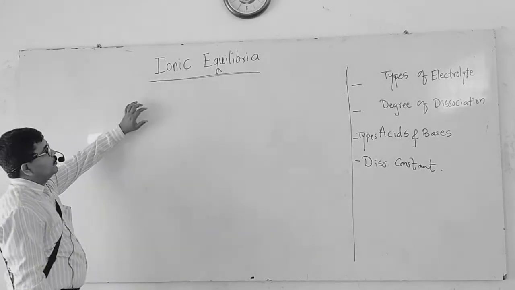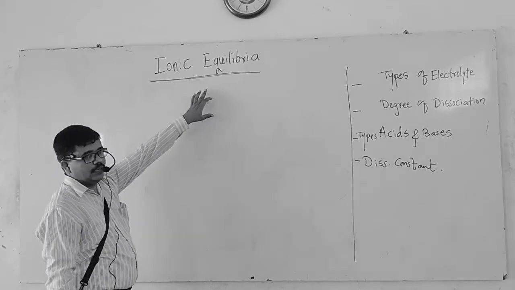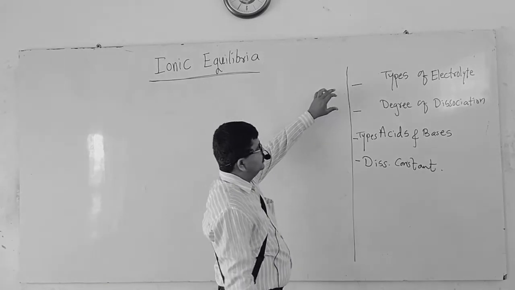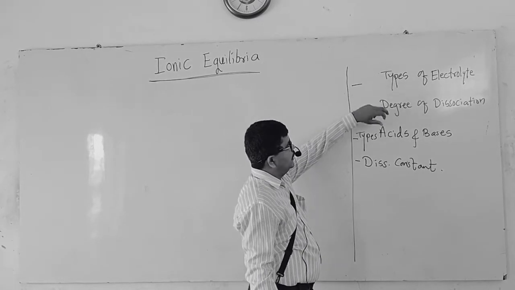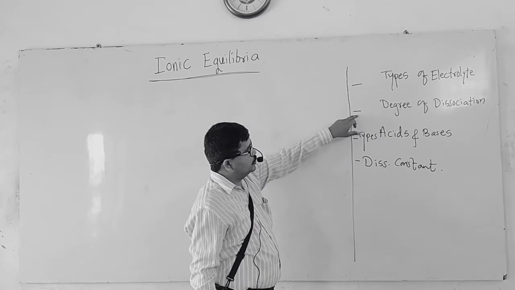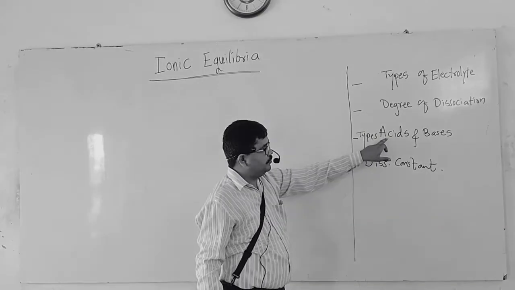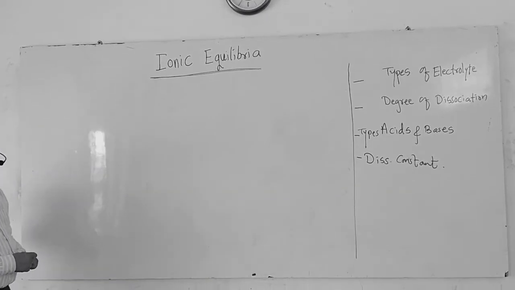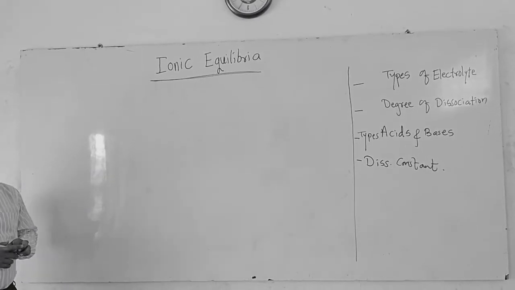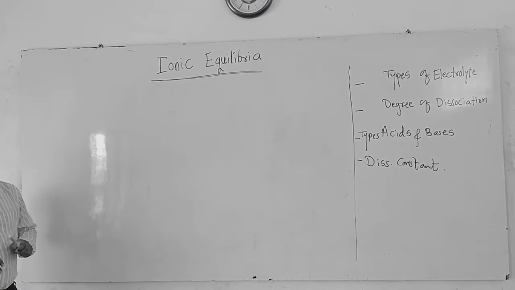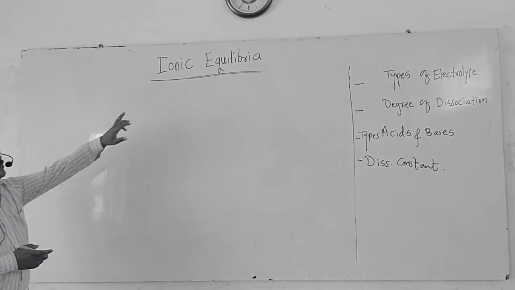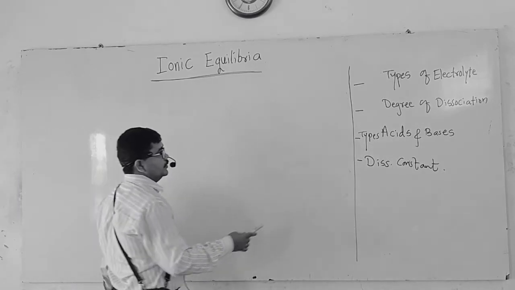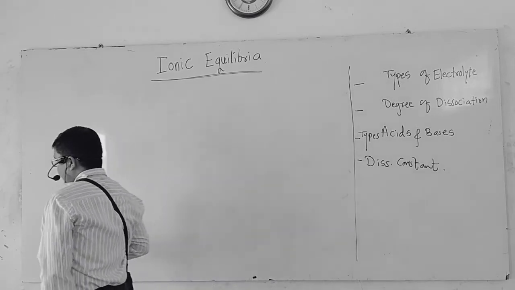In today's session, we are going to discuss ionic equilibrium. New lesson. Today we will start. Today's lecture will be based on types of electrolyte, degree of dissociation, then types of acids and bases, and dissociation constant. Okay. Now last year already you have studied chemical equilibrium. This year you are going to study ionic equilibrium. Okay. Now the first point is types of electrolyte.